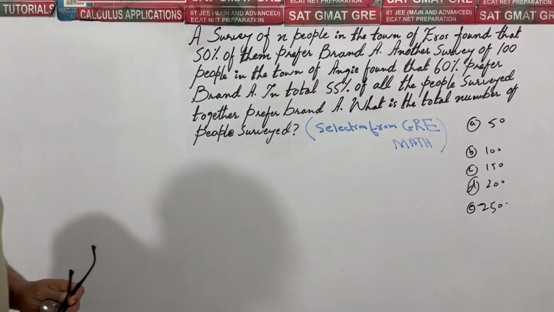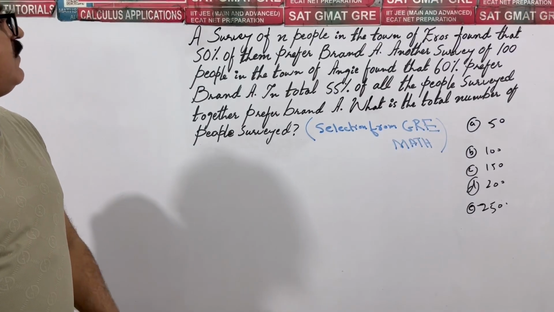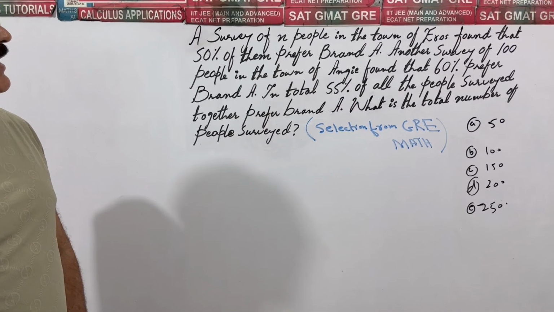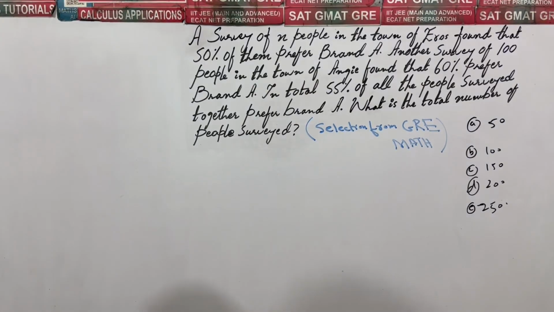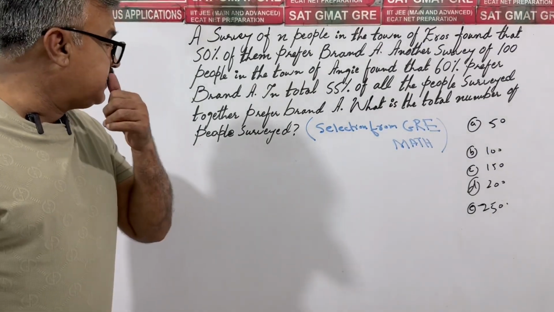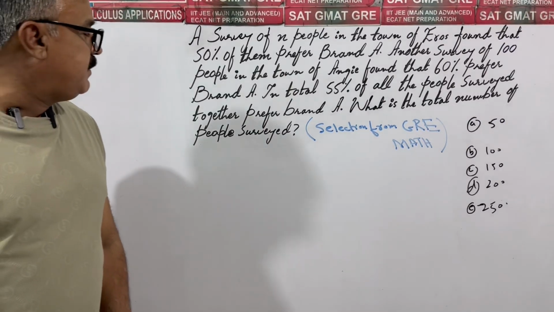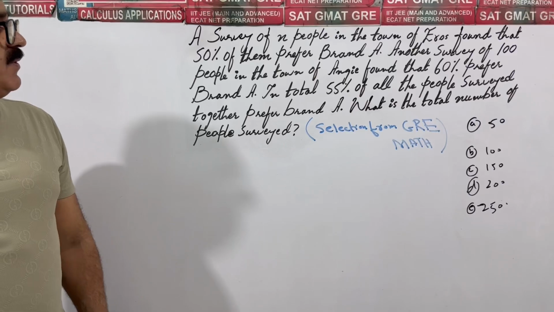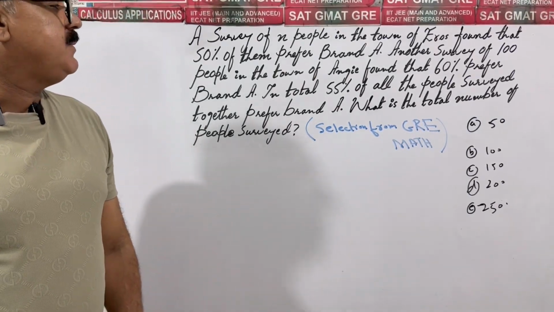Our question reads as, a survey of N people in the town of Eros found that 50% of them prefer brandy. Another survey of 100 people in the town NG found that 60% prefer brandy. In total, 55% of all the people surveyed together prefer brandy. What is the total number of people surveyed?